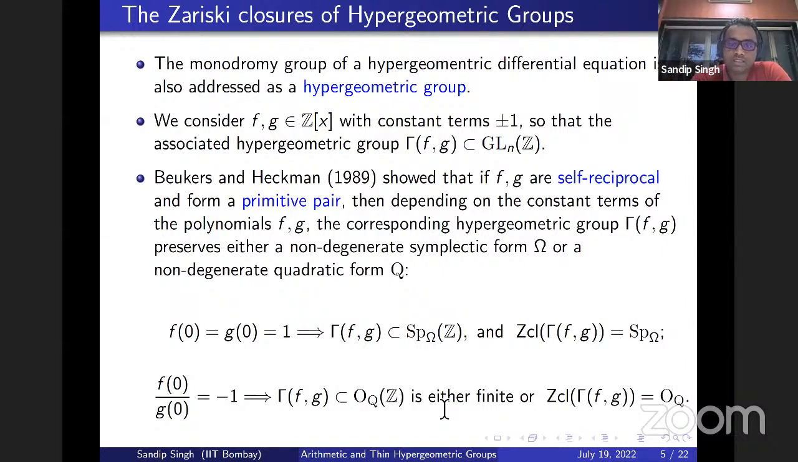So actually the cases where these indices alpha and beta satisfy some interlacing condition, in that case we get that gamma Fg is finite, and in other cases we see that gamma Fg is Zariski dense inside the orthogonal group.